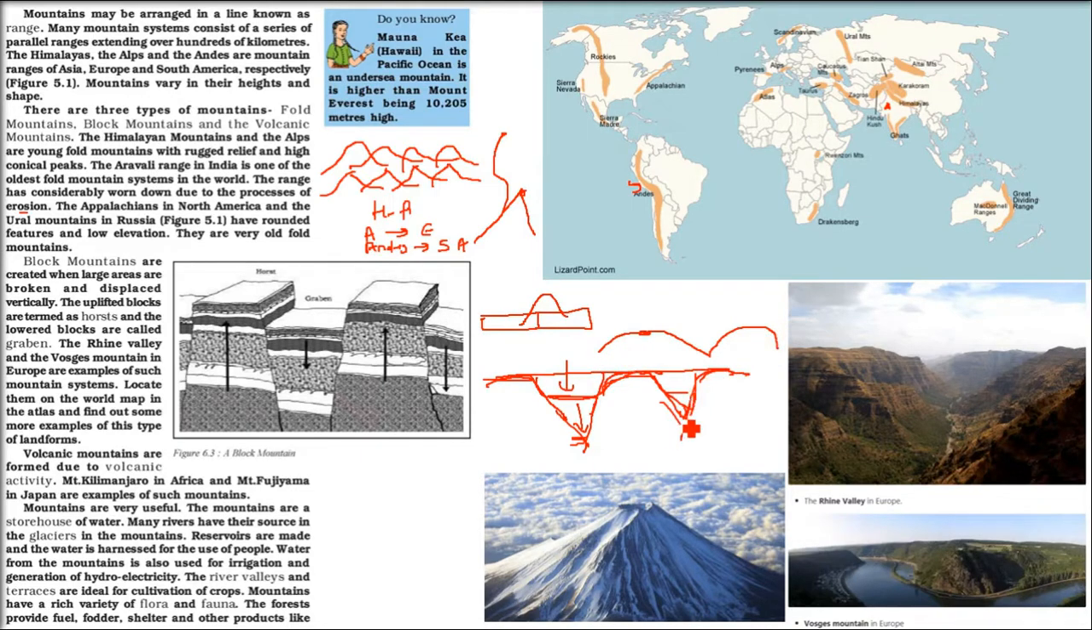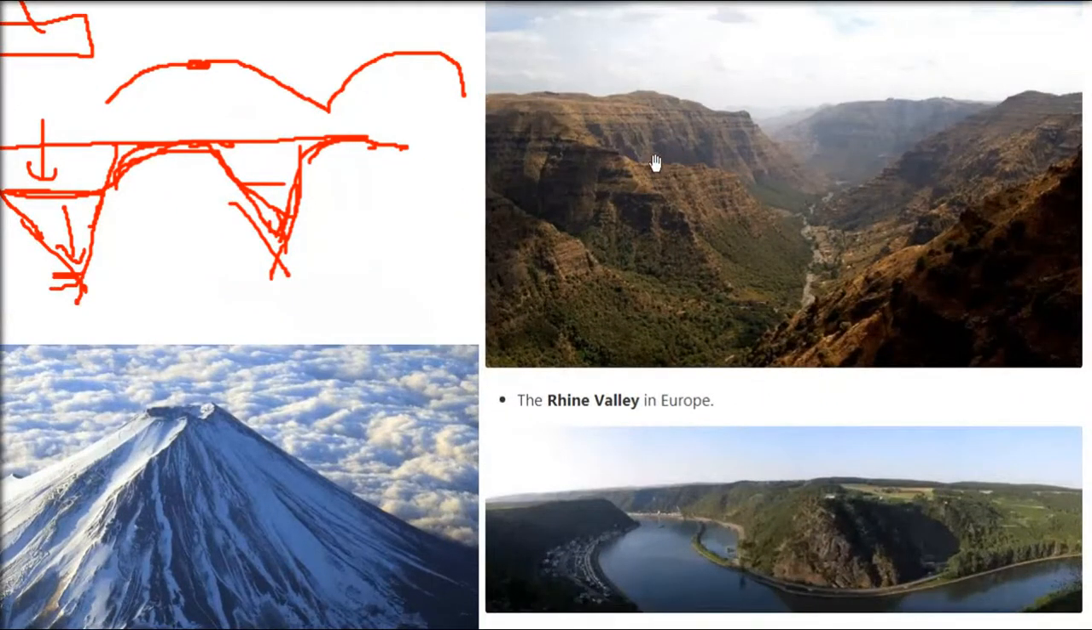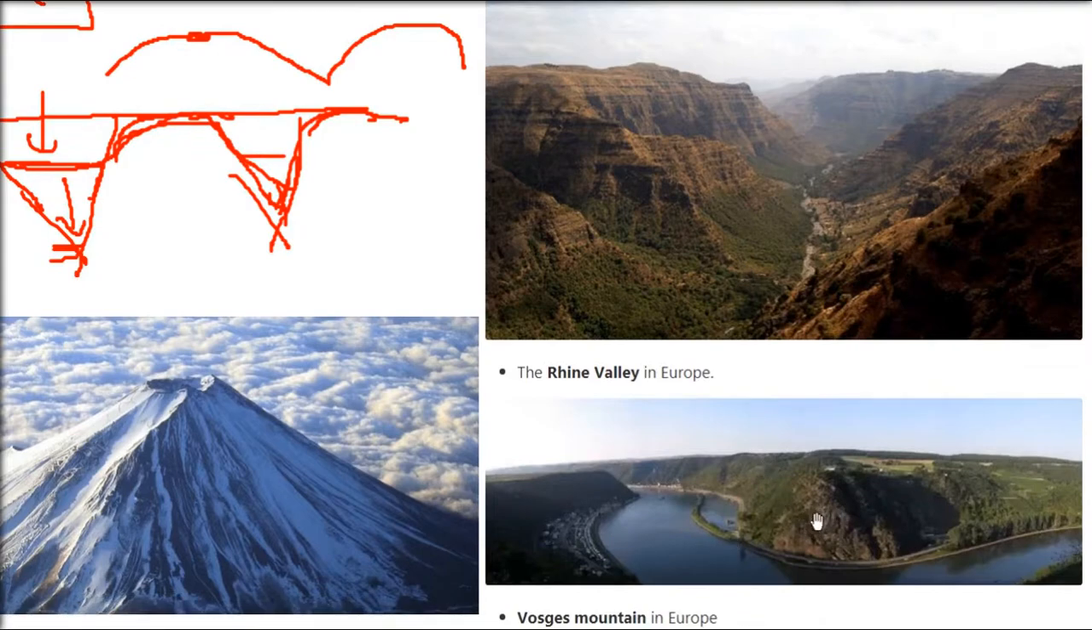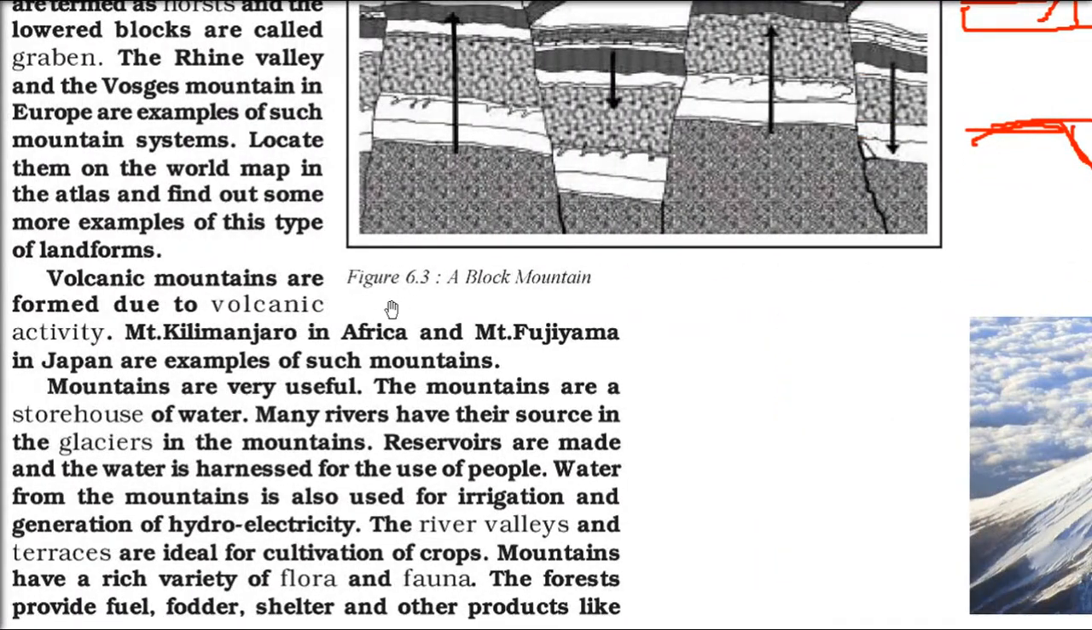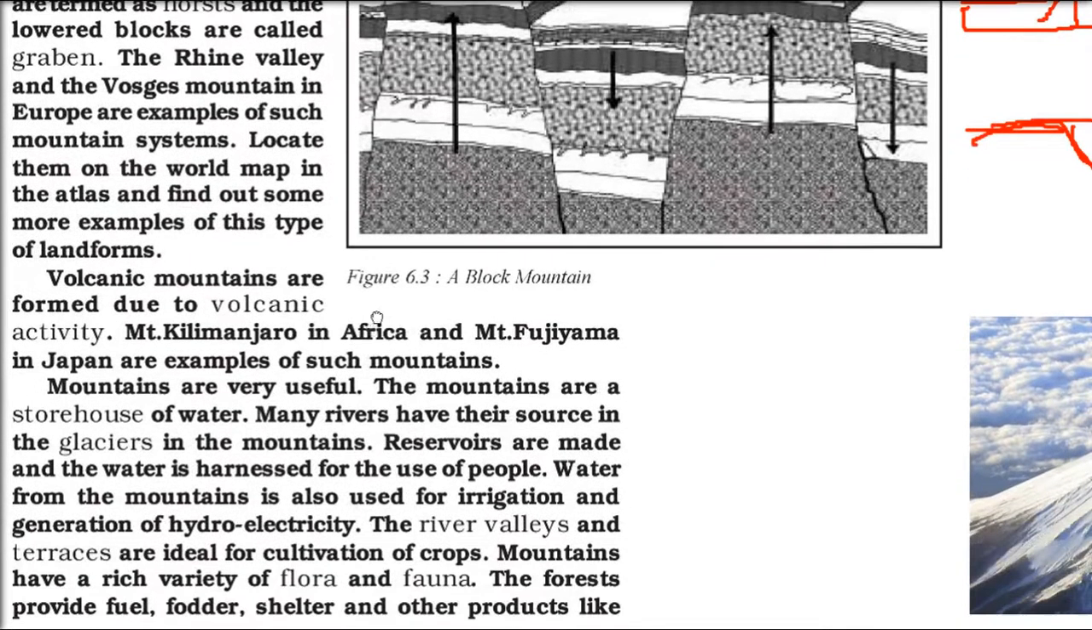So let me show you the Rhine Valley in Europe and the Vosges mountain in Europe. These are block mountains. So this is the Rhine Valley. You can clearly see the mountains and the valleys. This portion in between has gone down. And this Vosges in Europe is also of that kind. These are the mountains, and this comes under the category of block mountains.